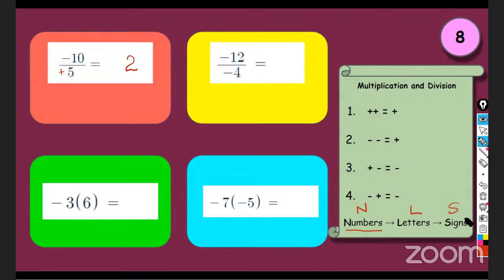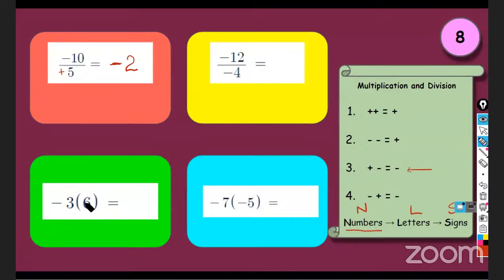And what do you do last? Signs. A negative divided by a positive. Look here. Whenever one is positive and one is negative, your final answer will be negative. So my final answer is what? -2. It's literally as simple as that. Let's do the yellow one, okay?